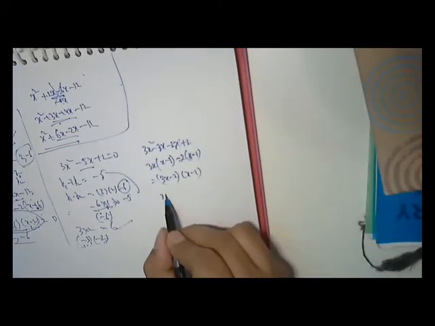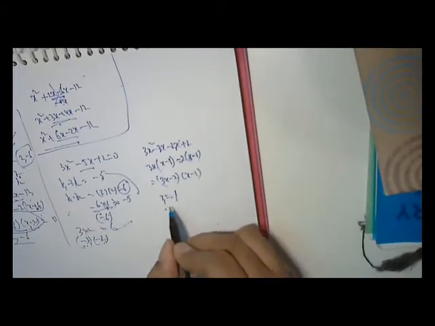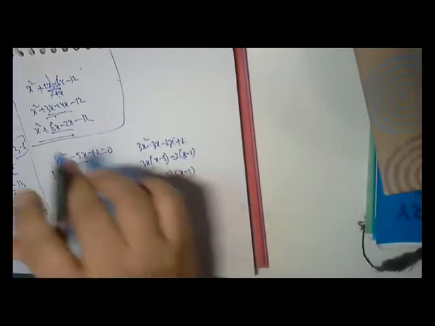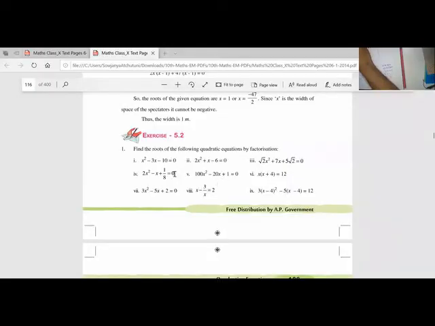What are the roots of this equation? x1 is equal to 1, x2 is equal to 2 by 3. Okay, let us go further. One more problem we will do and close this.